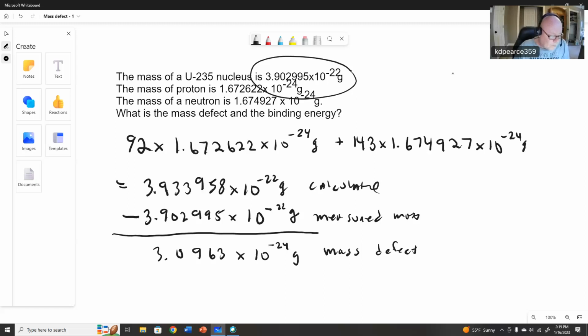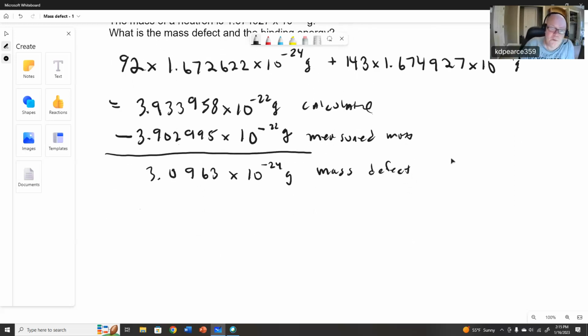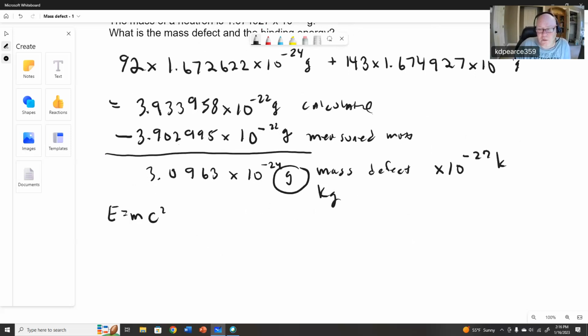Okay, now we need to get the binding energy, and we have to be very careful here because it is going to be E equals mc squared, m being the mass, c being the speed of light, but we have to be very careful that the mass is in kilograms. The easiest way to do it is just to subtract 3 from the exponent. So that's actually 10 to the minus 24th grams, which would be 10 to the minus 27th kilograms, keeping in mind that there are 1,000 grams for every kilogram.